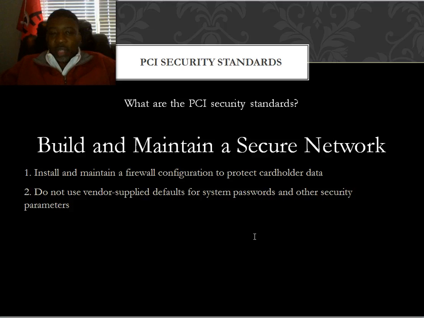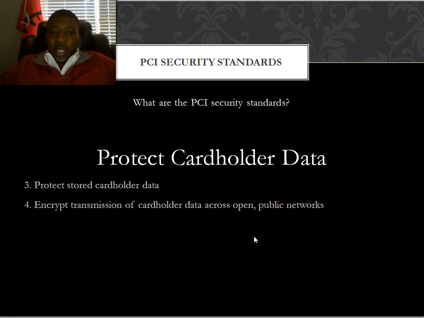And I'm not going to go through each one of these in this video, but in my follow-up videos, I'm going through each one, and we're going to look at all of the standards one by one, and look at all of the subsets of those standards. Alright, so number 3, protect cardholder data.